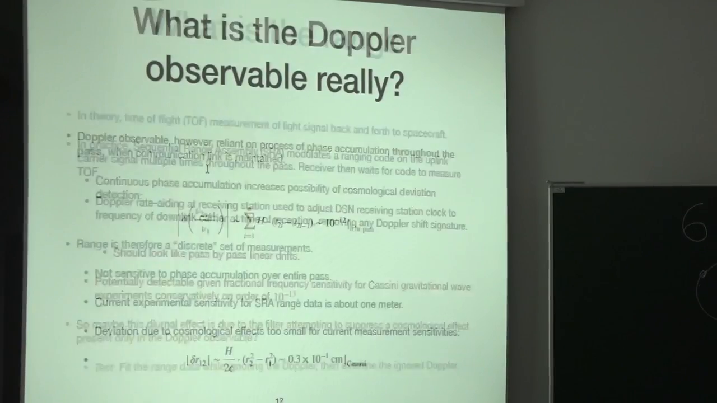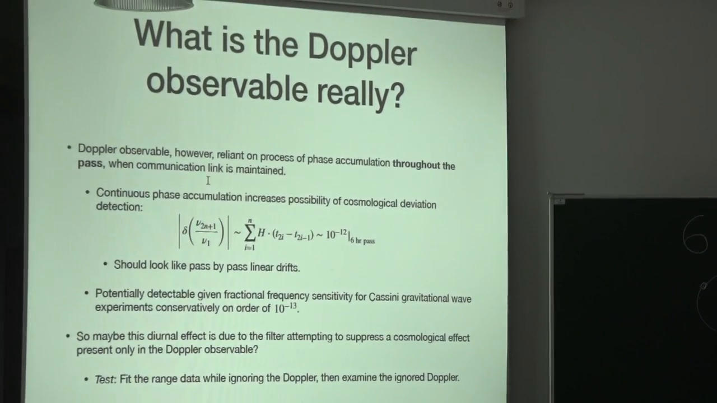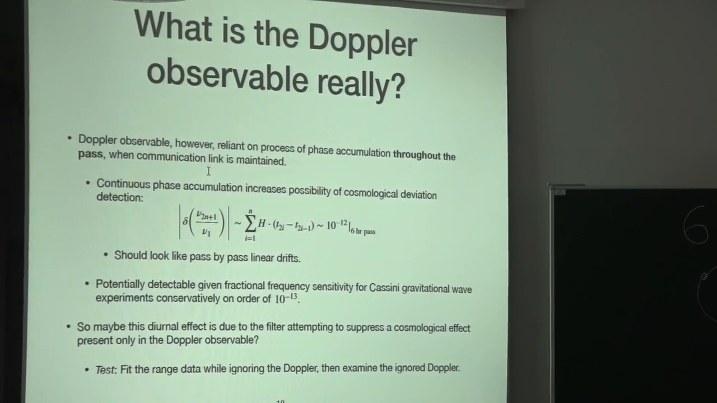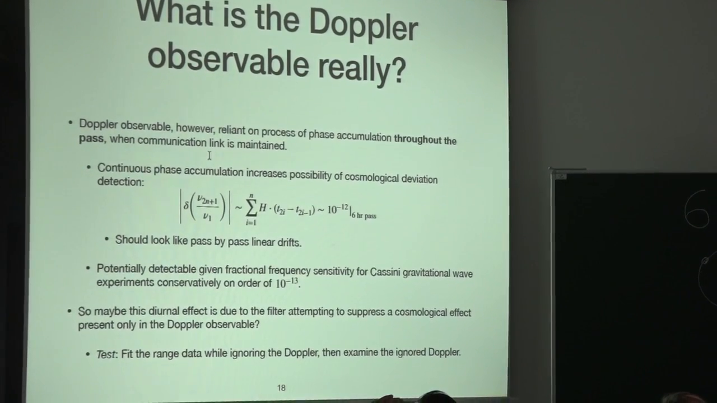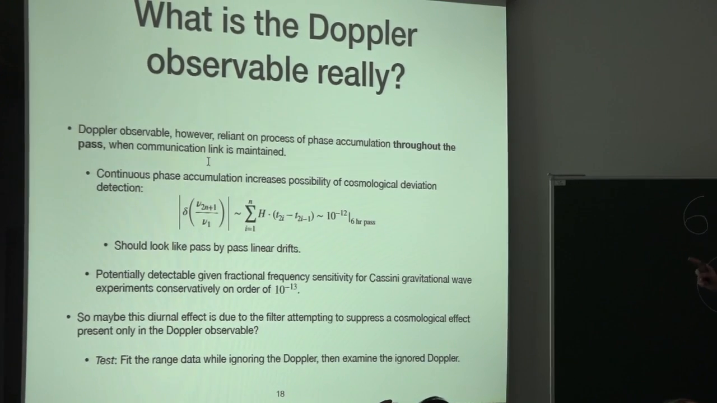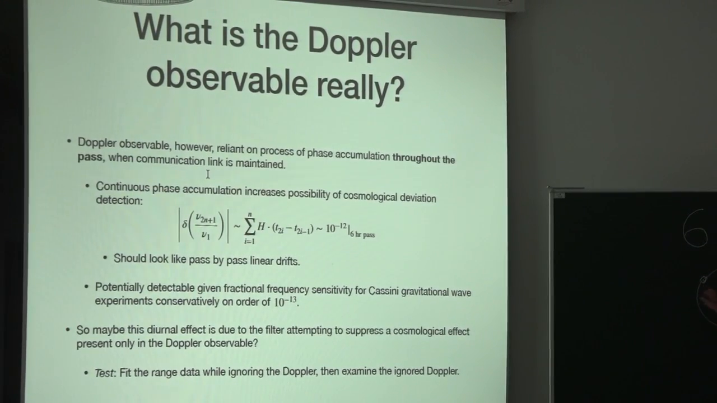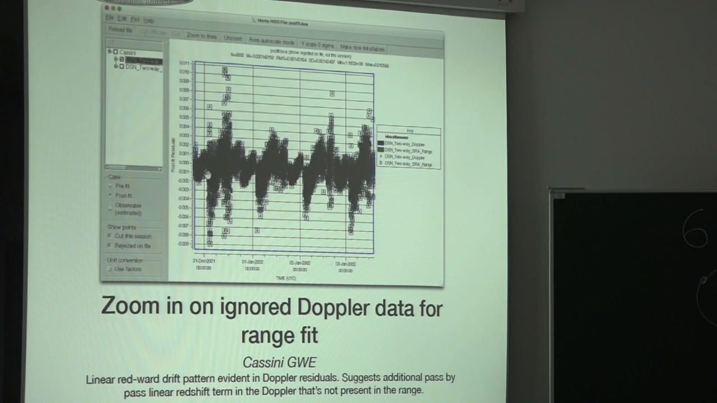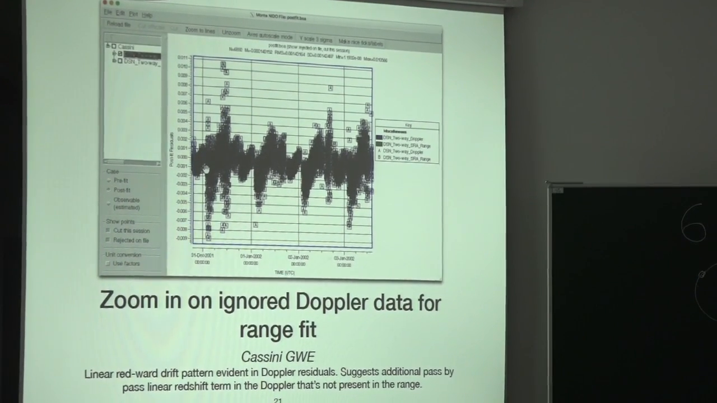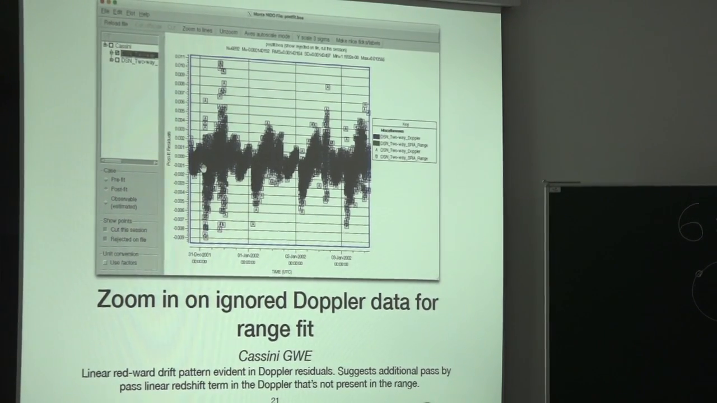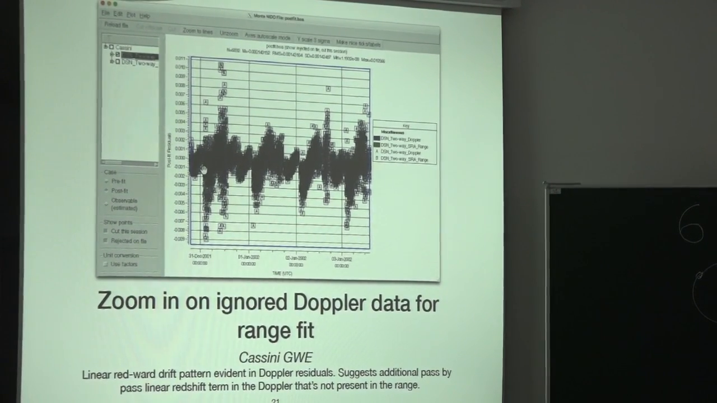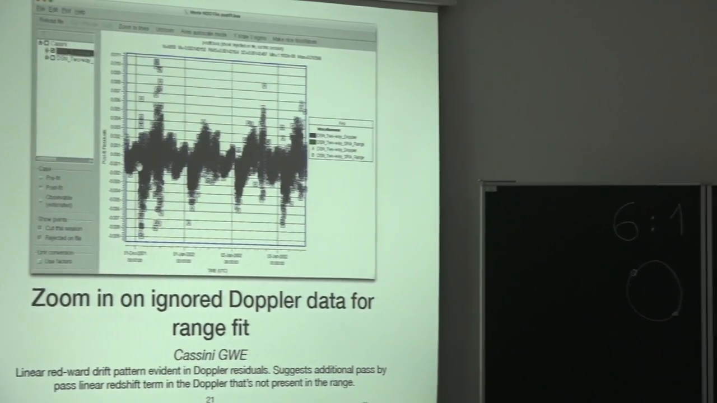And if you go back to this formula for the Doppler observable and what the cosmic effect should be, it should be a linear drift, like h times t, basically, on a pass-by-pass basis. So seeing this is pretty shocking in the sense of maybe something's going on here. A linear redward drift pattern evident in the Doppler residual suggests an additional pass-by-pass linear redshift term in the Doppler that's not present in the range.